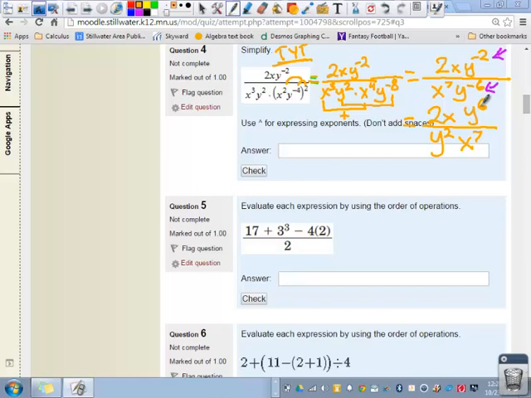There we go. We're getting really close now, guys. We're just taking our time on this. Now what we want to do is simplify top to bottom, top to bottom.